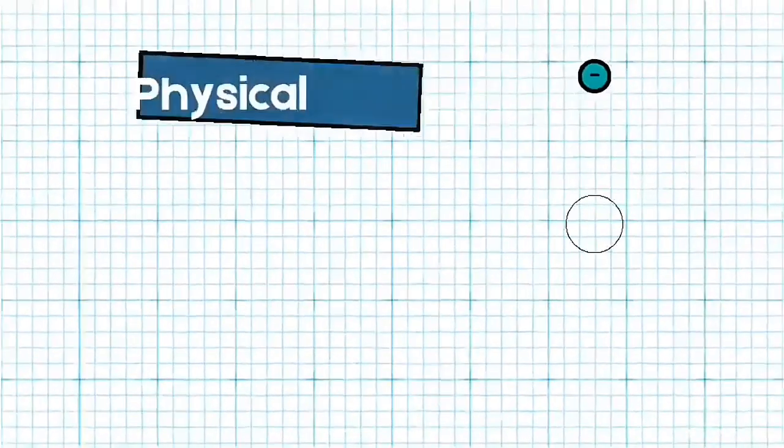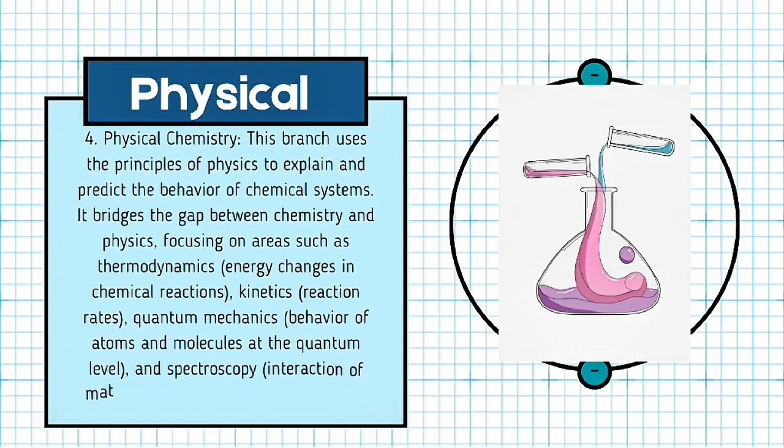Next one, we have physical chemistry. This branch uses the principles of physics to explain and predict the behavior of chemical systems. It bridges the gap between chemistry and physics, focusing on areas such as thermodynamics, energy changes in chemical reactions; kinetics, reaction rates; quantum mechanics, the behavior of atoms and molecules at the quantum level; and spectroscopy, the interaction of matter with electromagnetic radiation.